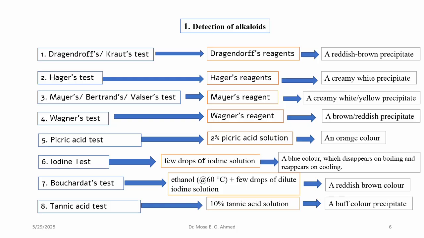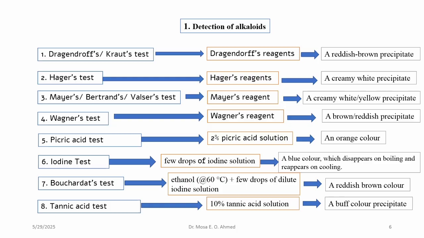Picric acid test, which uses a 2% picric acid solution, and this reagent gives an orange color for the presence of alkaloids. Iodine test gives a blue color, which disappears on boiling and reappears on cooling. Bouchardat test: Bouchardat reagent consists of ethanol with the addition of a few drops of dilute iodine solution. This test gives a reddish to brown color. And the last test, tannic acid test, which consists of a 10% tannic acid solution. This test gives a buff-colored precipitate.